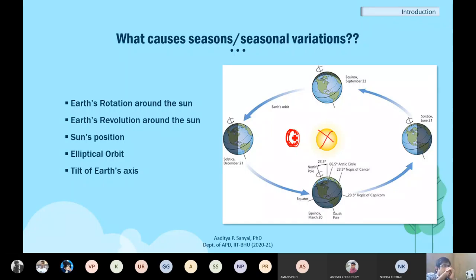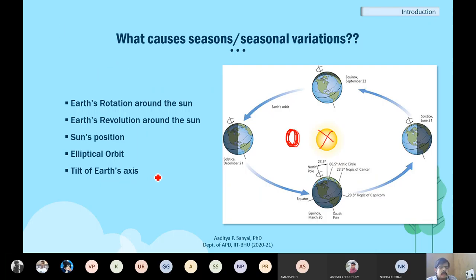From where is your above starting? Third, fourth, fifth, or sixth point? Okay. All the adjacent. Tilt of Earth's axis, okay. What is the purpose of this Earth's rotation around the sun? This is a wrong word. It should be rotation about its own axis, which gives day and night.